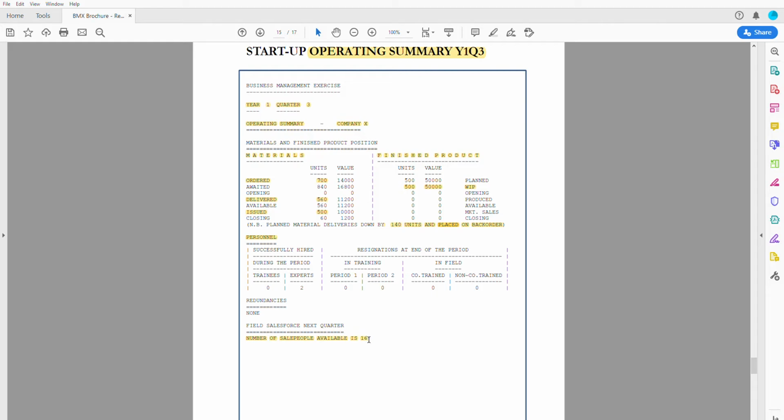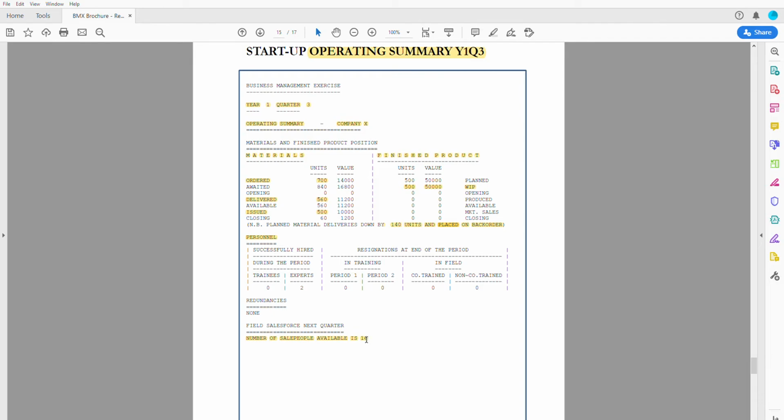salespeople available is 16. Now the computer is calculating how many people you hired, when you hired them, who's in training, who is out of training, how many have resigned, and how many of you retrenched, etc. And it gets it right, and it tells you that there's 16 people available. Now let me explain this a little more.